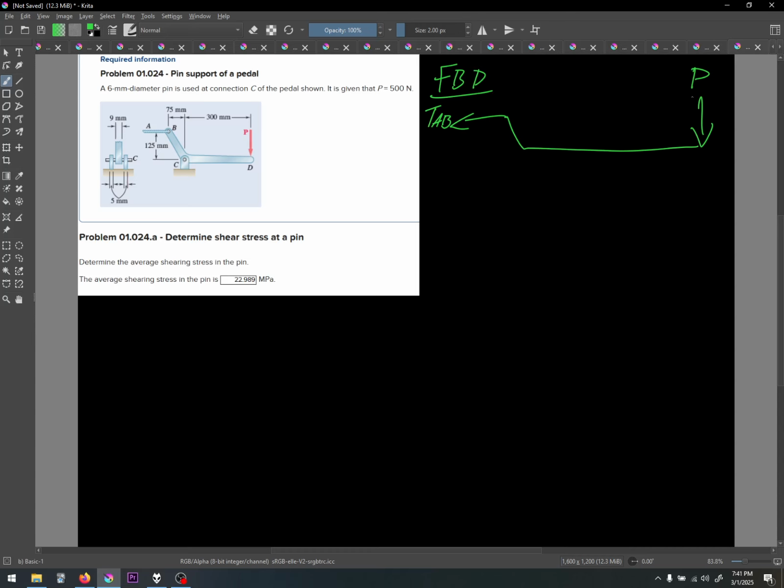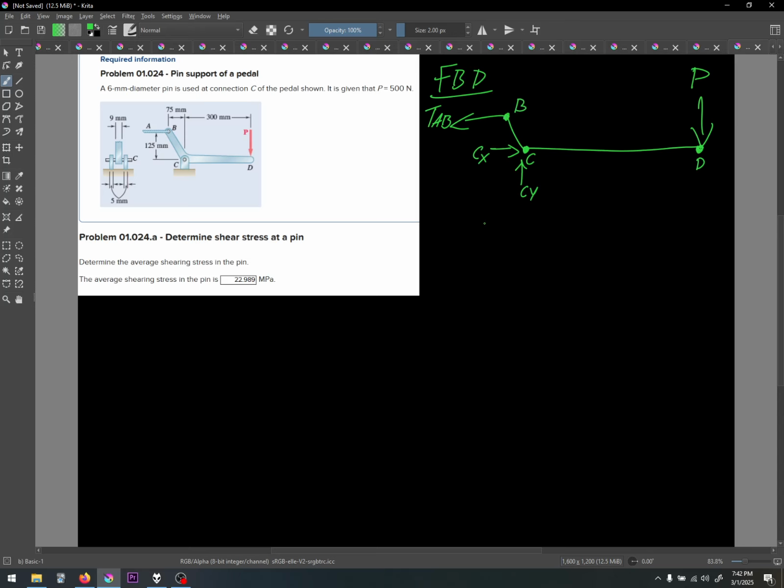So we're going to have force P. And of course, this is point D, but that almost looks like it's force D, so I'm just going to write point D. Then point C, and on this is going to be CY, CX. Yes. And then right here is going to be point B.